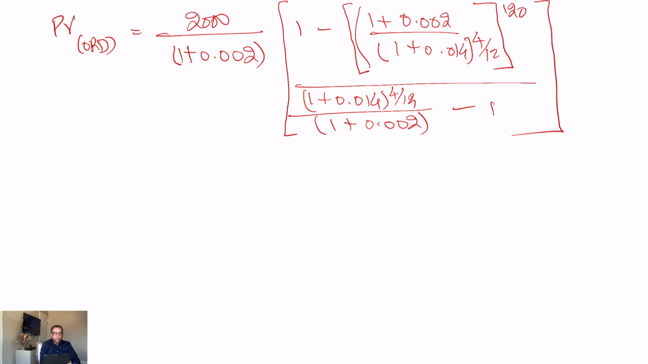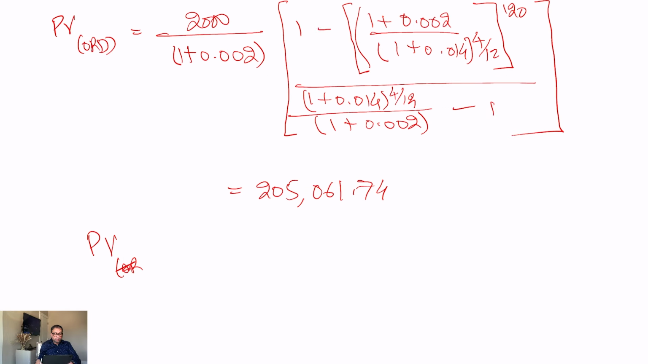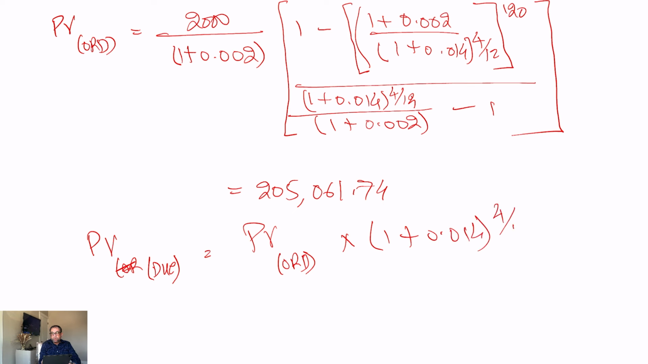So when you calculate it, you're going to get 205,061.74. And if we want to find out the due, then we have to find the present value ordinary multiplied by 1 plus 0.014 exponential 4 by 12.